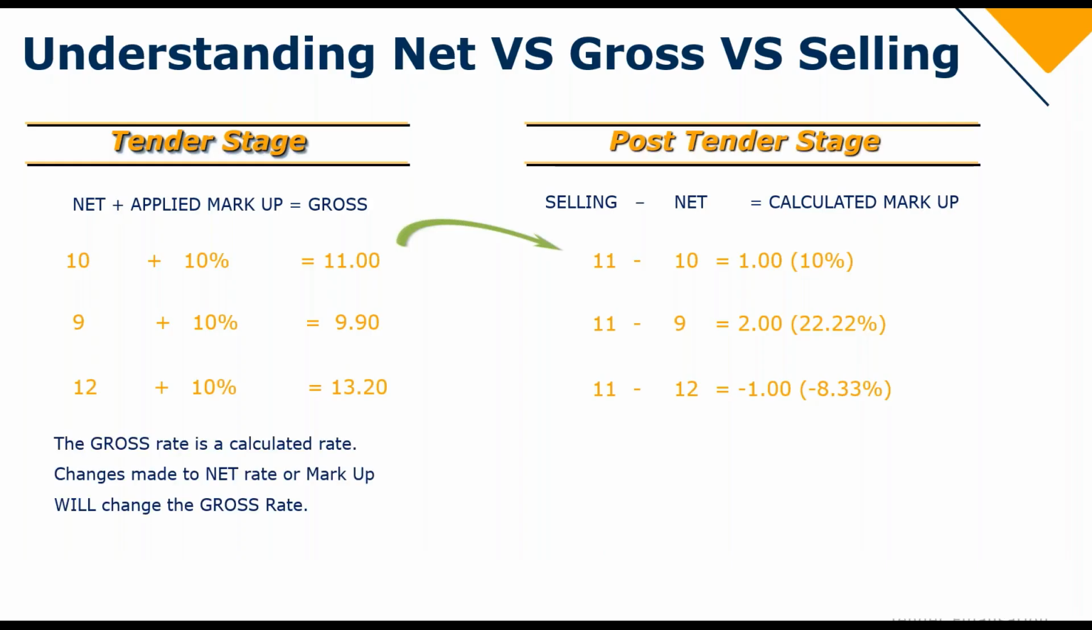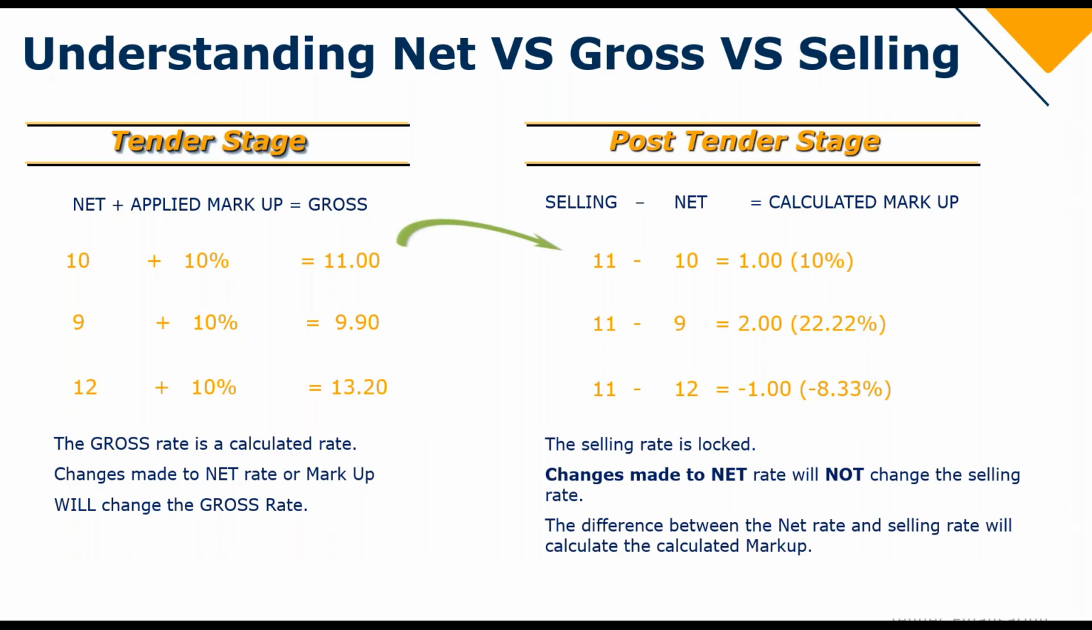So the gross rate is a calculated rate, and changes made to the net rate or markup will change the gross rate. The selling rate is locked, and changes made to the net rate will not change the selling rate. The difference between the net rate and the selling rate will calculate the calculated markup.